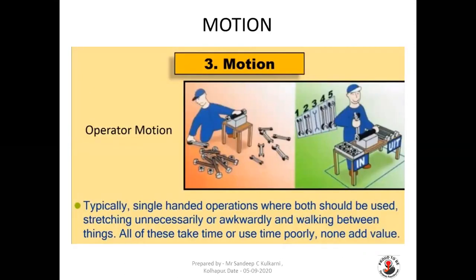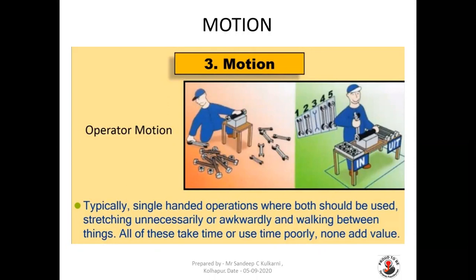Third waste is motion. Motion is another important waste. Typically, single-handed operations where both hands should be used, stretching unnecessarily, or walking between things. All these take time or use time poorly. None add value. So this motion will not add any value to your product. It is a non-value added activity.